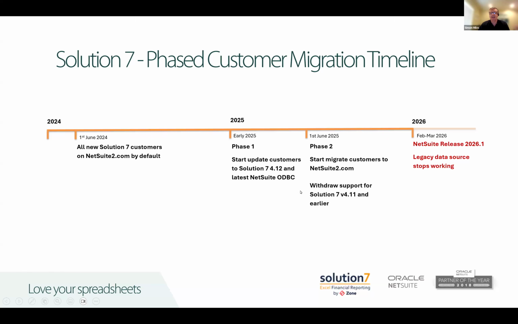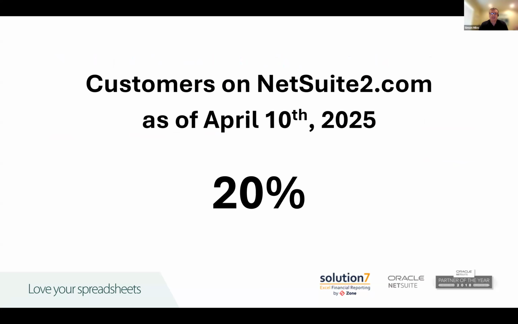So please take this seriously, and please migrate as soon as possible. And as I say, to help nudge that along, we're going to have to withdraw support for 4.11 and earlier as of the 1st of June. And then, as I say, the drop dead date for this is release 2026.1, when the legacy data source will stop working.